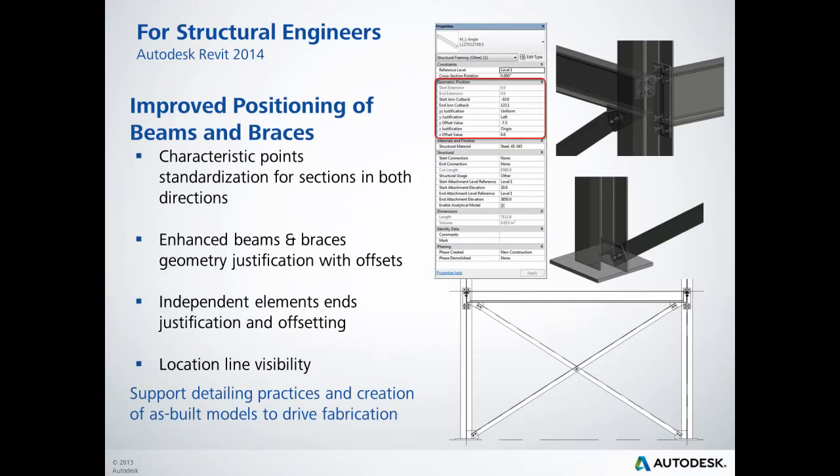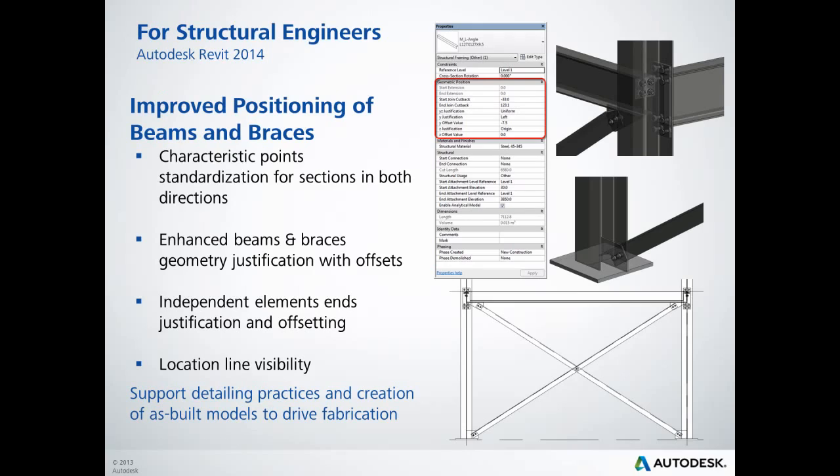In this release, you have greater control over the physical geometry location of structural framing elements. These features are available to steel beams and braces. Now you can adjust the position of a structural element along the Y and Z axis in its local coordinate system based on additional cross-section characteristic points.